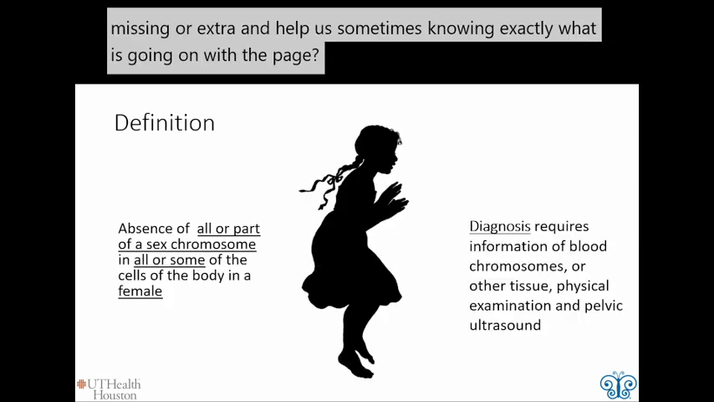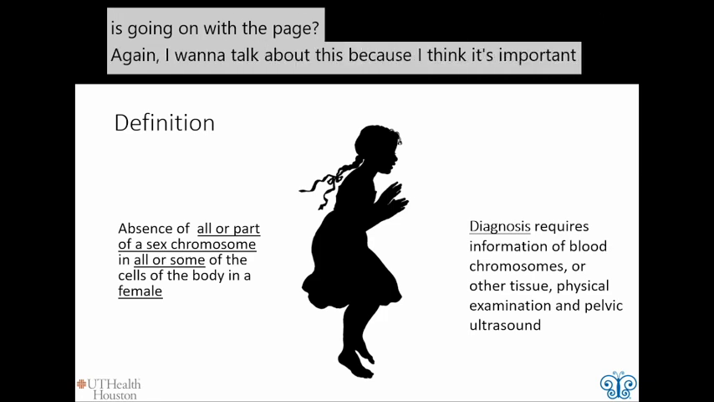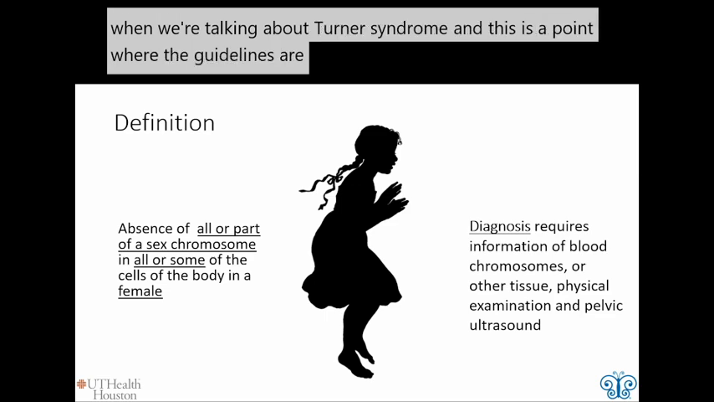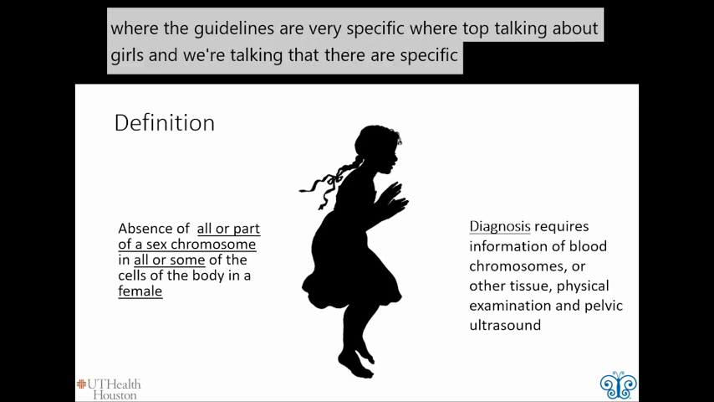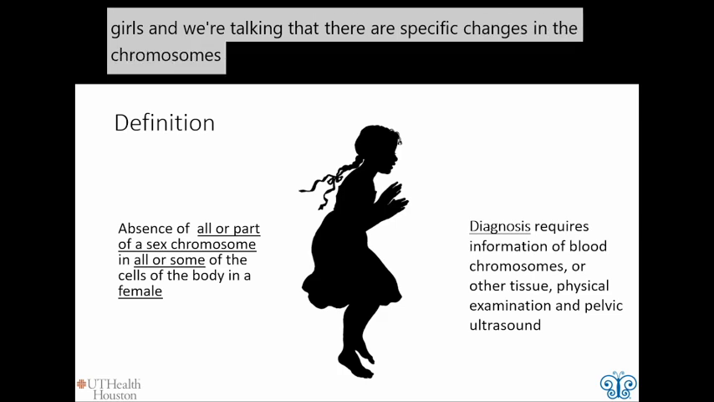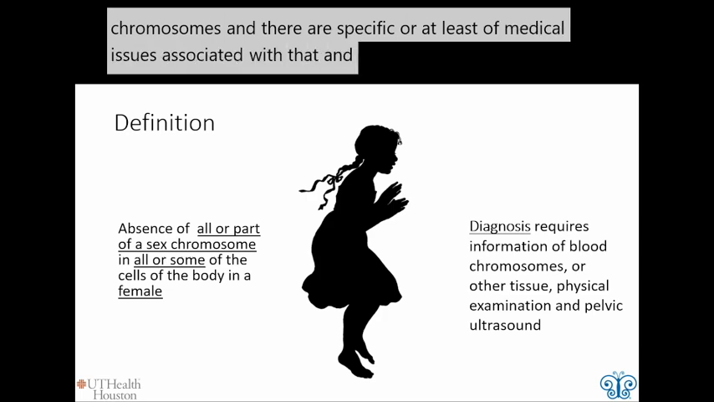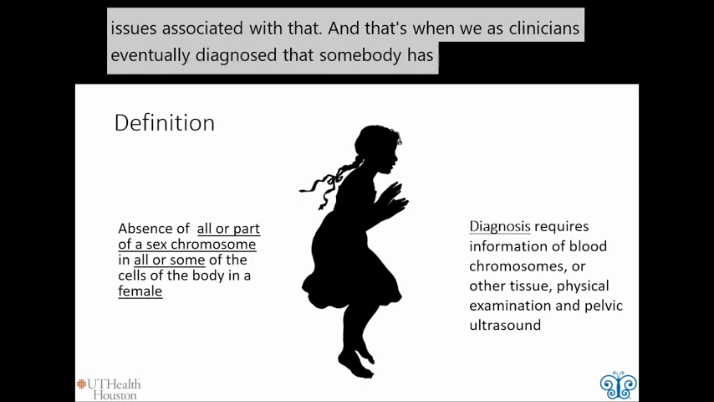Again, I want to touch on this because I think it's important when we're talking about Turner syndrome, and this is a point where the guidelines are very specific. We're talking about girls, and we're talking about specific changes in the chromosomes and a list of medical issues associated with that. And that's when we, as clinicians, eventually diagnose that somebody has Turner syndrome.